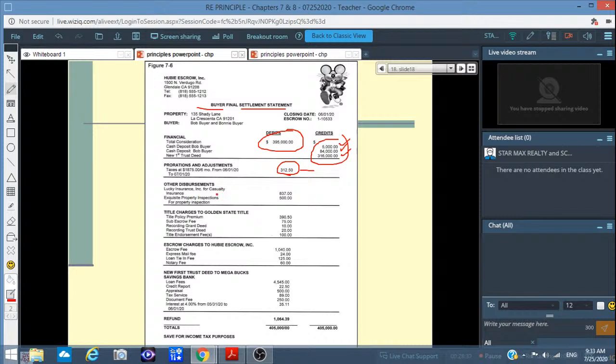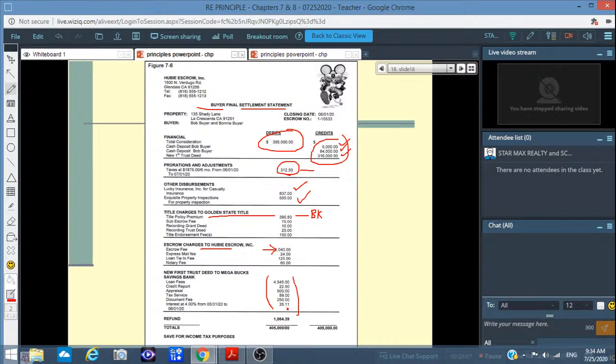Other disbursement, house insurance, okay, inspection, title policy premium. They have to buy this for the bank, okay. The bank also needs title insurance from the buyer, okay. Recording deed, okay. Escrow title, okay. They charge the same. And first deed, okay. This is how much they pay to do the loan, okay.